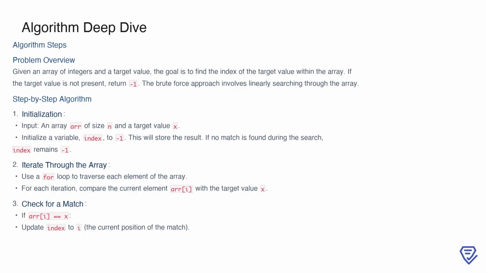First, we initialize an input array ARR of size n and a target value x. A variable named index is set to -1 to store the result, ensuring that if no match is found, index remains -1. The next step involves iterating through the array using a for loop. For each element, we compare the current value ARR[i] to the target value x. If the two values match, the algorithm identifies the position of the target value and updates index to the current index i. This basic setup forms the foundation of the linear search process.